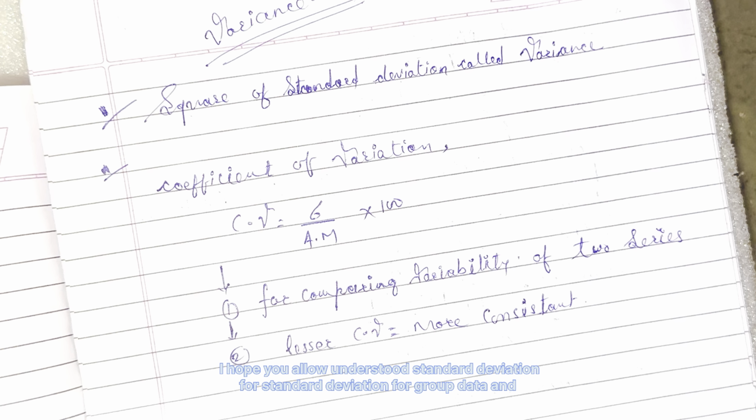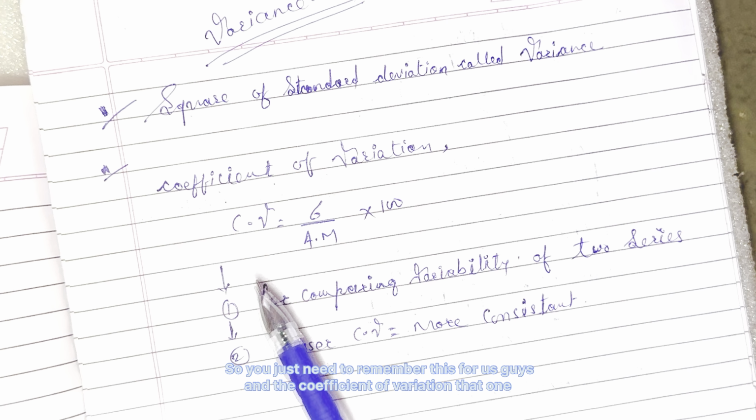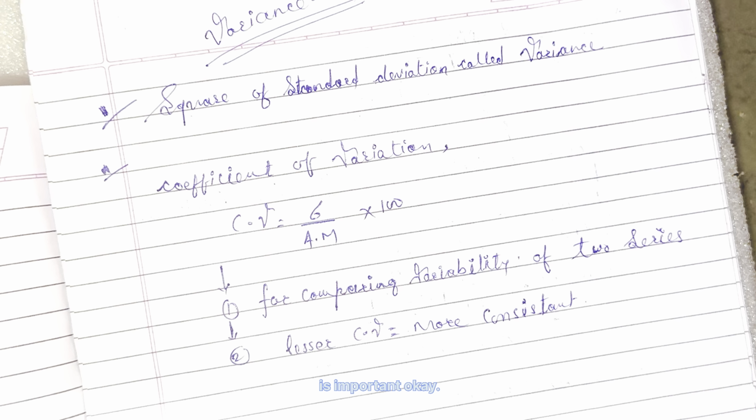I hope you all have understood standard deviation for grouped and ungrouped data in today's session. Just remember these formulas, and the coefficient of variation is important. That's it for today's lecture.